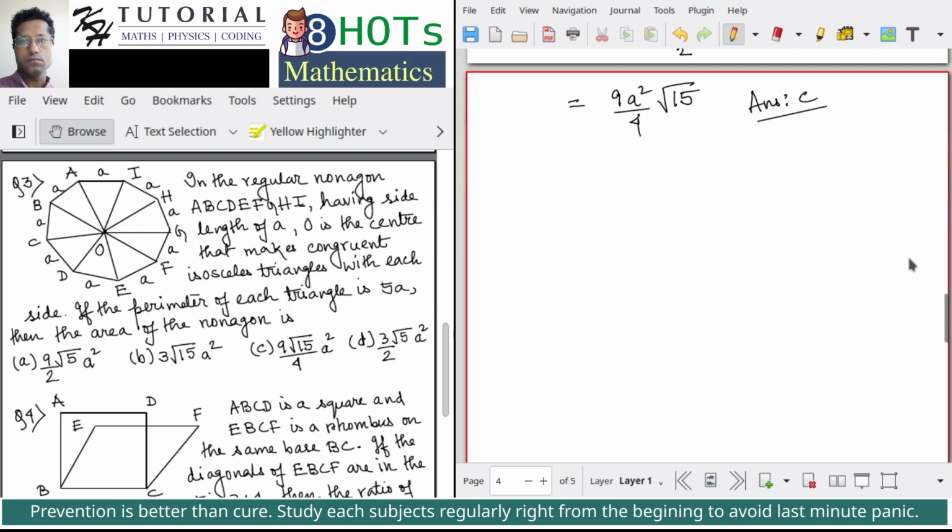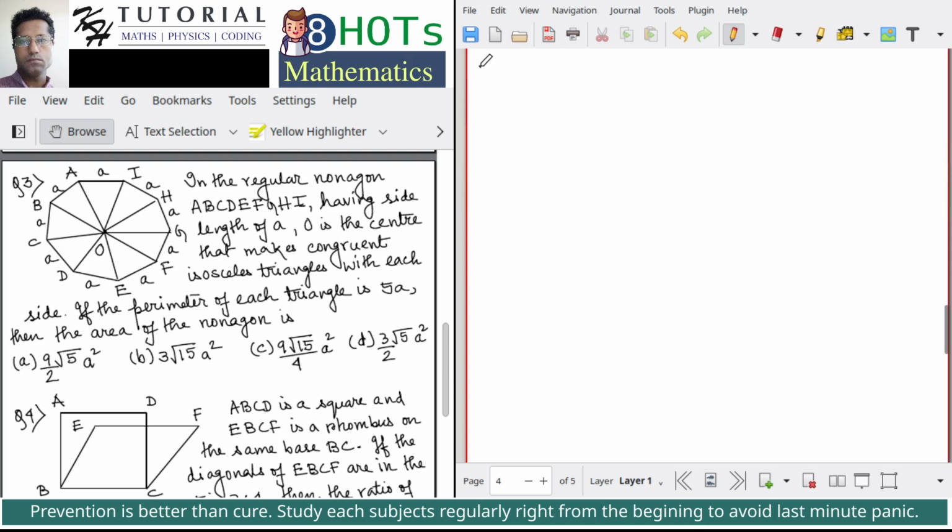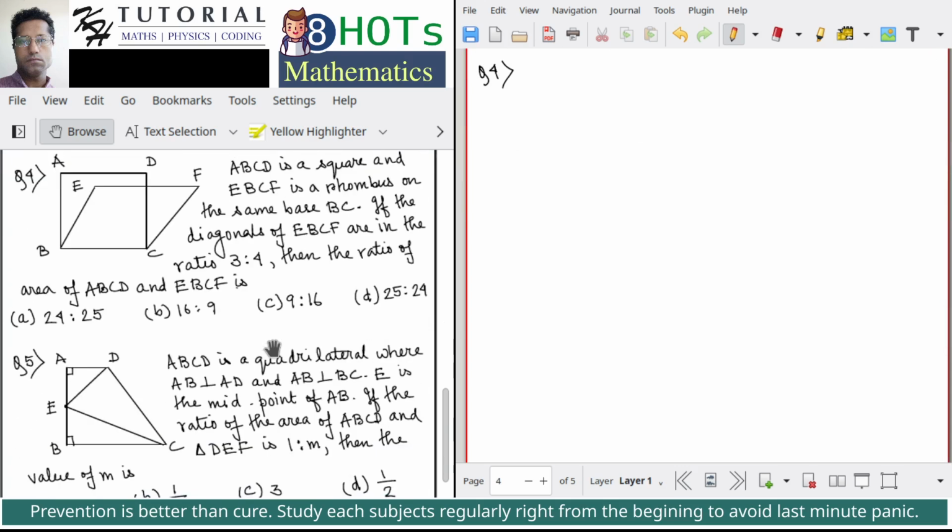Okay, let's do problem number 4. ABCD is a square and EBCF is a rhombus on the same base BC. If the diagonals of EBCF, that is the rhombus, are in the ratio 3:4, then the ratio of the area of ABCD and EBCF is, okay, let's draw the diagram first.